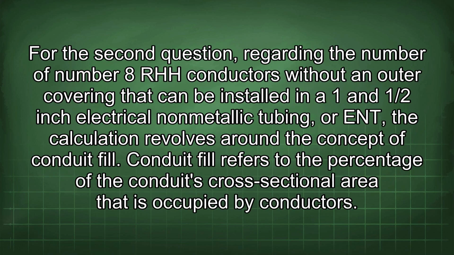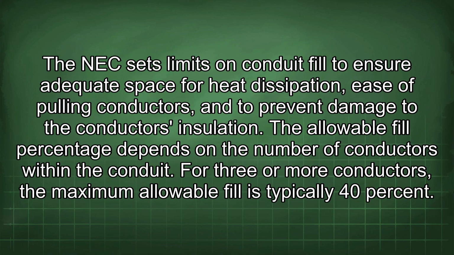For the second question regarding the number 8 RHH conductors without an outer covering that can be installed in a 1/2-inch electrical nonmetallic tubing, or ENT, the calculation revolves around the concept of conduit fill. Conduit fill refers to the percentage of the conduit's cross-sectional area that is occupied by conductors. The NEC sets limits on conduit fill to ensure adequate space for heat dissipation, ease of pulling conductors, and to prevent damage to the conductor's insulation.